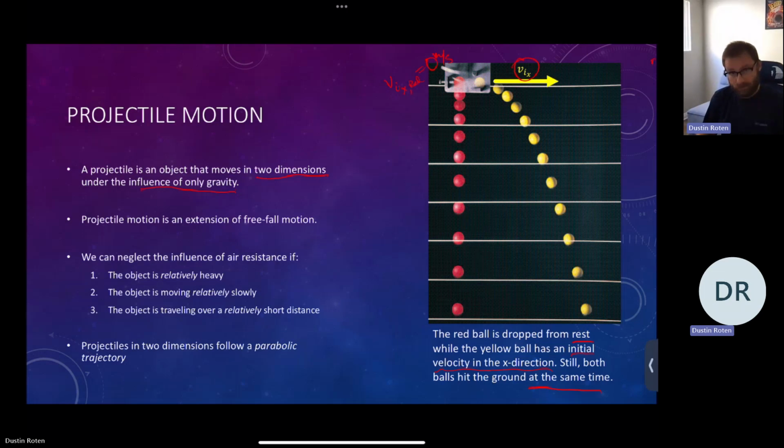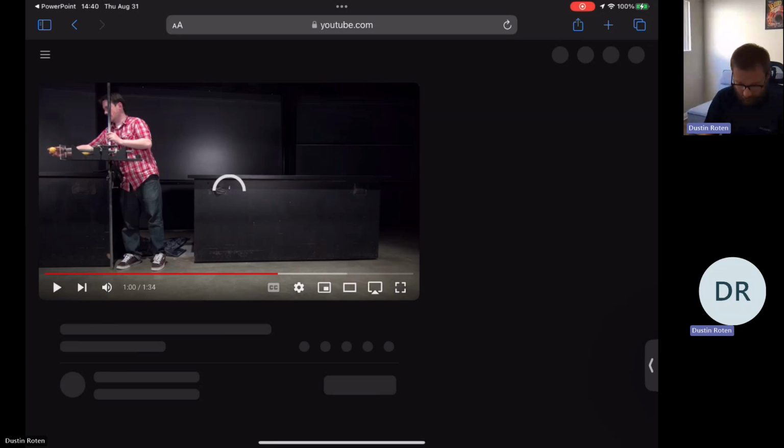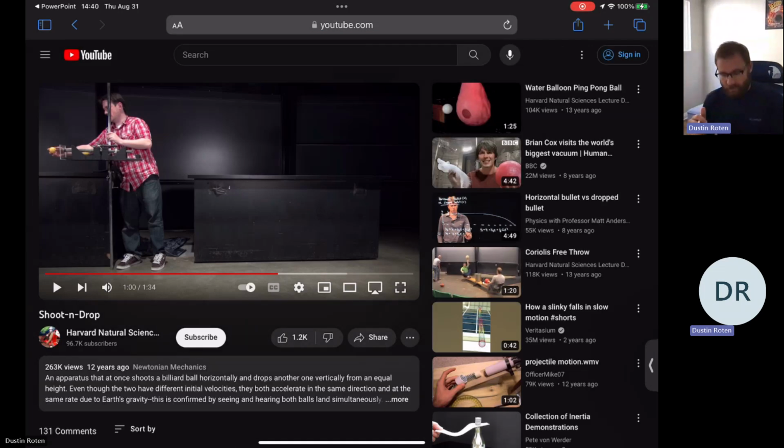So here's a demo. Hopefully it works. I don't know if the video itself will work, but I also included the link. Hopefully it's not too choppy. This is just going to demonstrate that indeed this guy has a mechanism that will actually drop two balls at once. One will have a horizontal velocity, the other one will have a zero velocity in the x and y direction. So the one with no initial velocity is on the left, the one with an initial velocity in the horizontal is on the right.